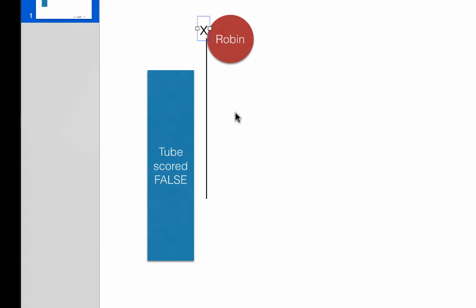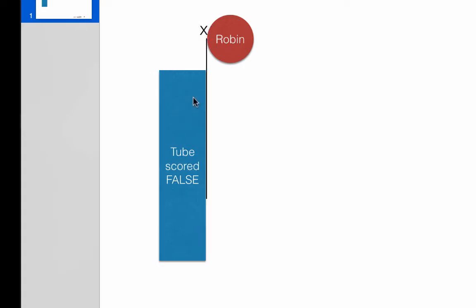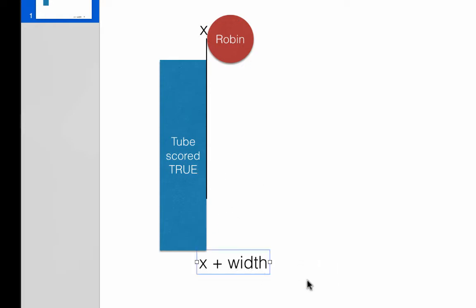So when the tube goes past the X of the robin, instead of being scored false, it'll become scored true. We need to say at what point the tube goes past the X to be declared scored true. In our case, we'll say that if the X point plus the width of the tube is less than the X of the robin, then that tube will be classified as having been scored.